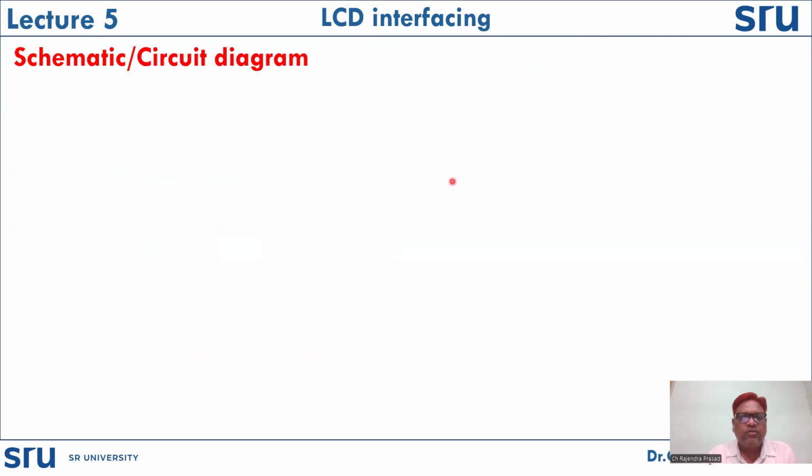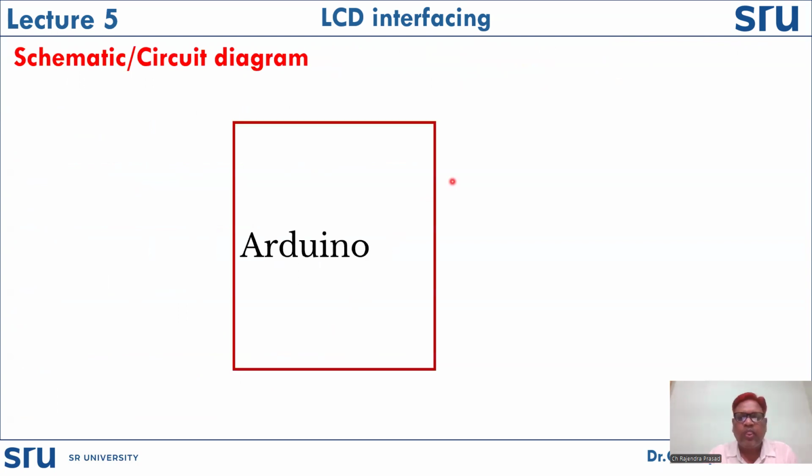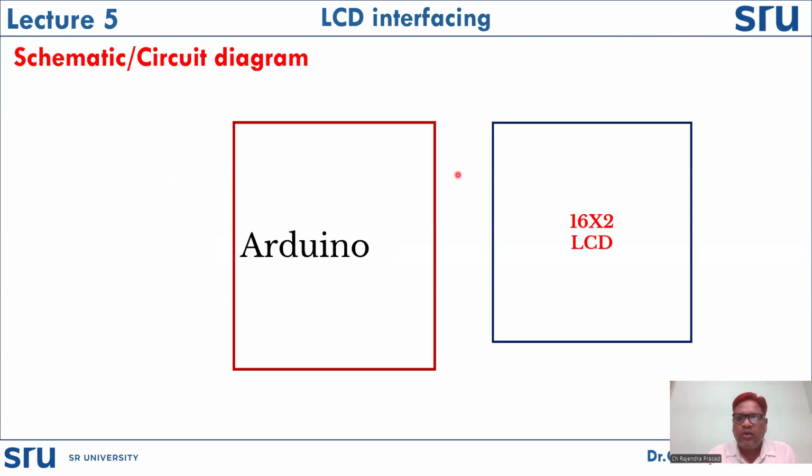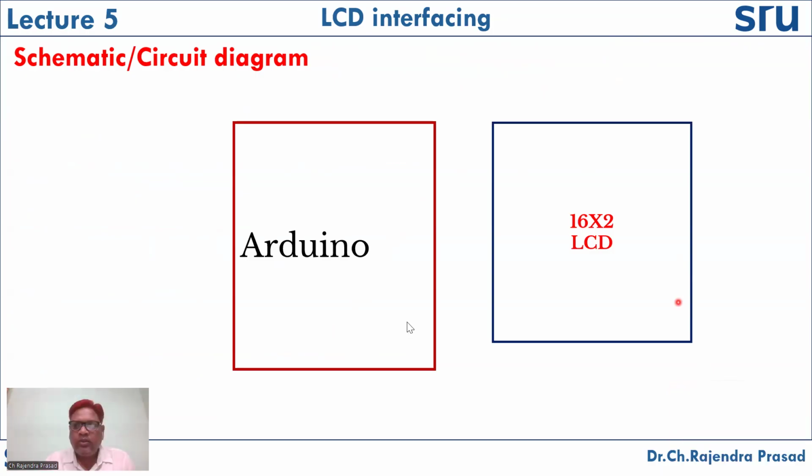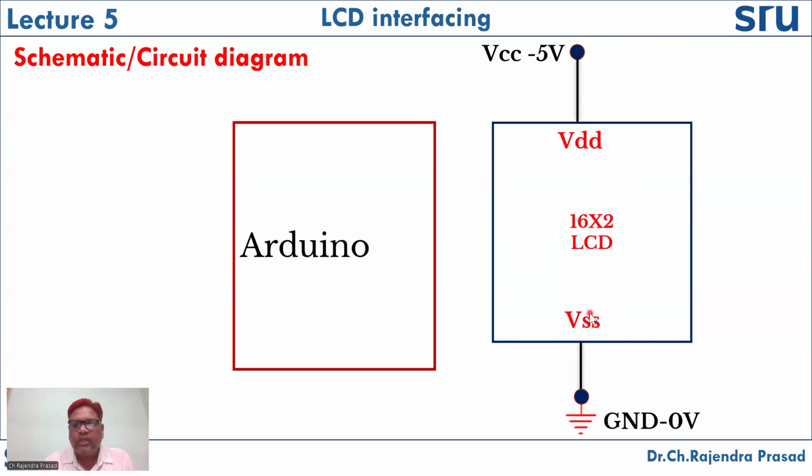So for our application, first we need an Arduino Uno. Then we need a 16 cross 2 LCD. To power up this LCD, first we need to give the power supply. So I'm giving 5 volts for VDD, and for VSS, I am connecting to ground. First, I have given the power supply.